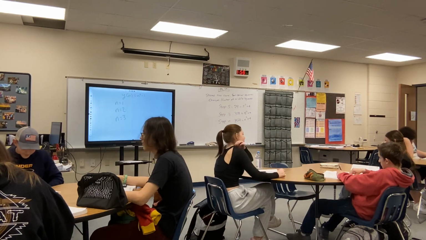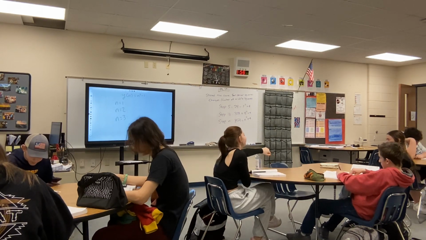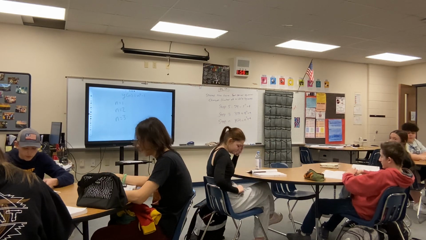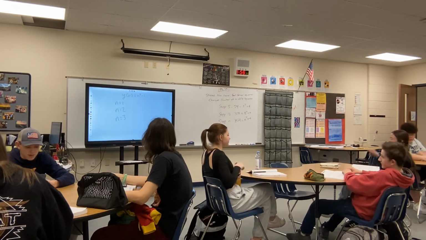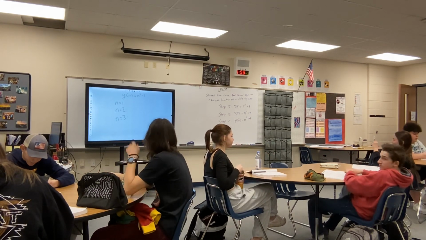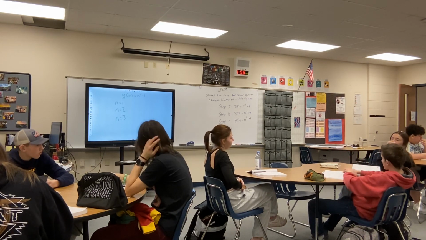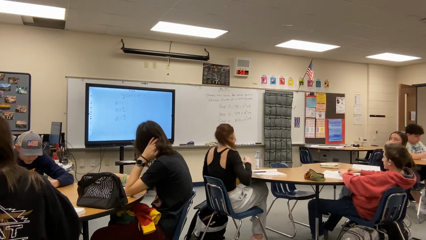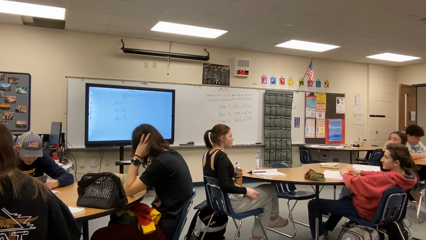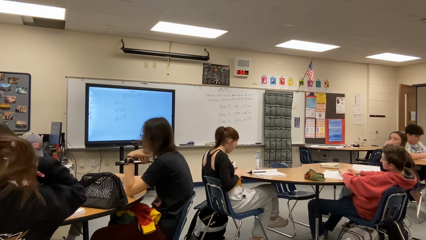How are we doing? Plug in those values for n, and you need to think about what this is going to look like. 1 equals 0, 2 equals 3, 3 equals 2 times 2. Yep. Good. Keep it up.